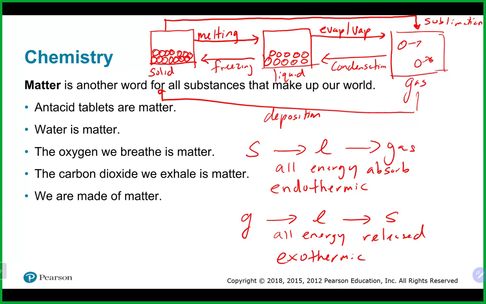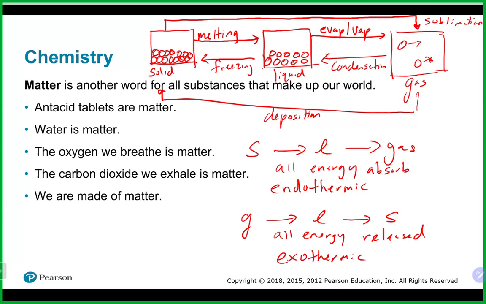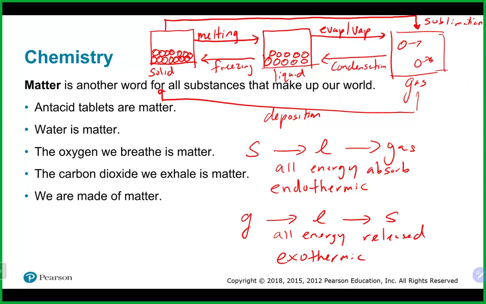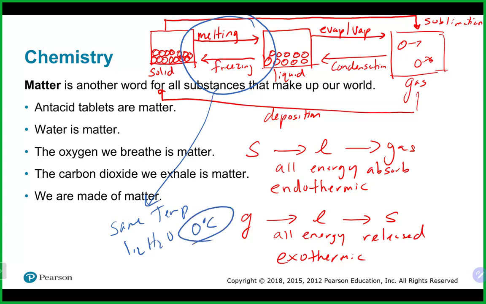Now, when we look at those two processes of melting and freezing, do they occur at the same temperature or different temperatures? They actually occur at the same temperature. So melting and freezing occur at the same temperature. For liquid water, that is 0 degrees Celsius. So 0 degrees Celsius is the normal melting point and freezing point of liquid water.